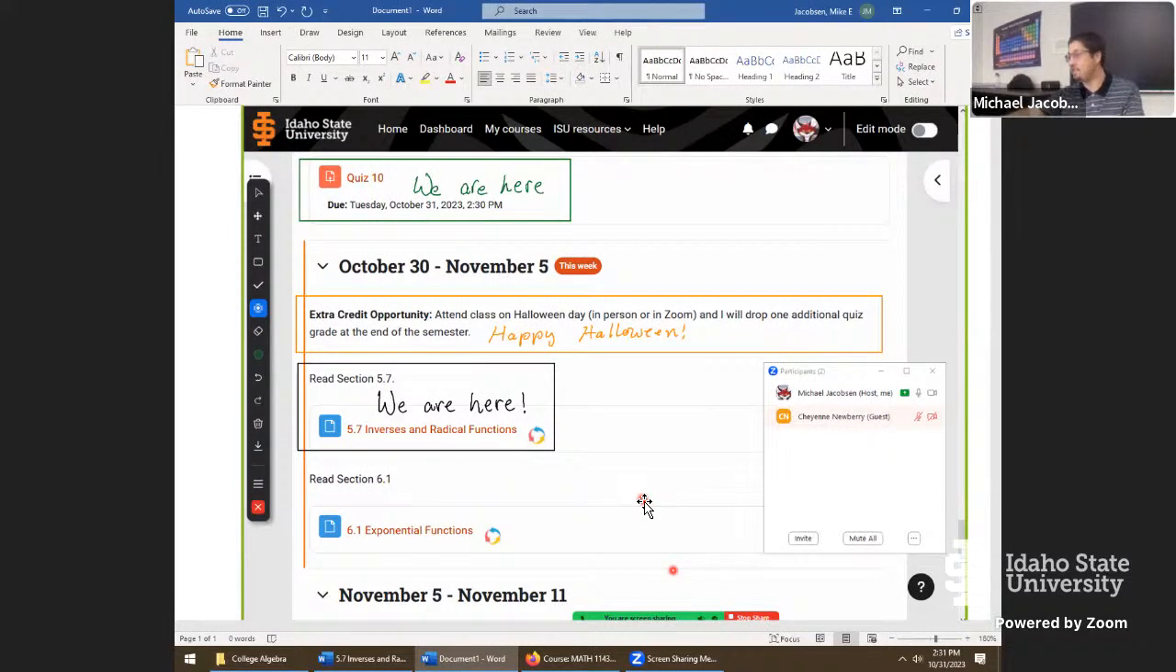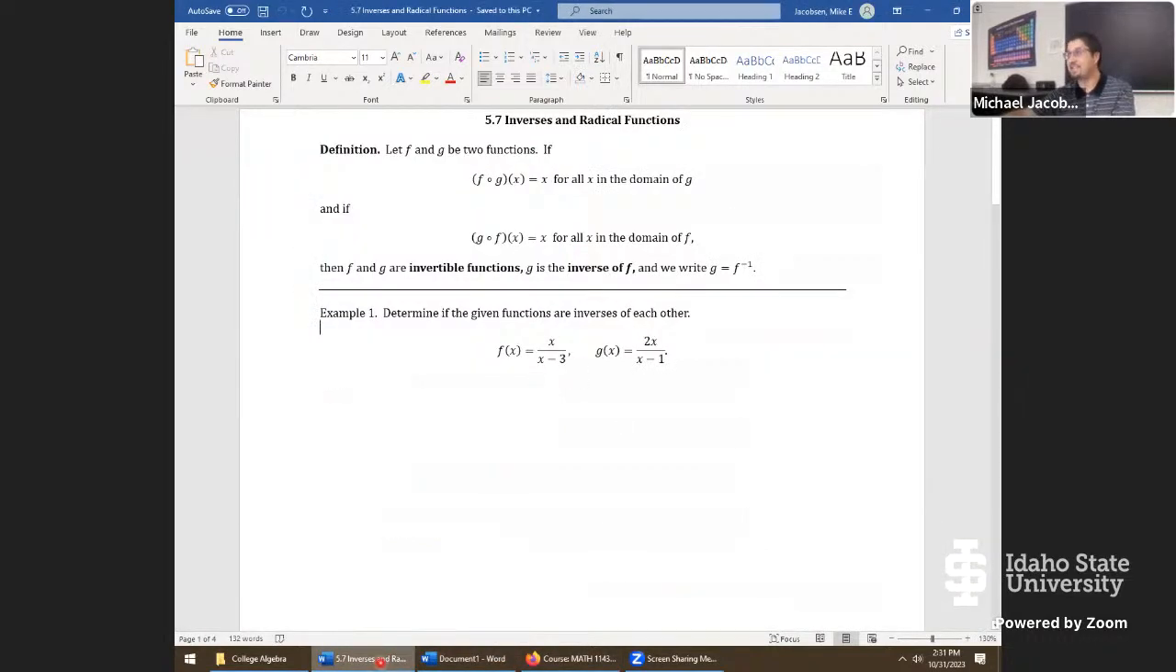We're in section 5.7, and this is going to be our last one for chapter 5. Then we're going to be turning to the exponential and logarithmic functions in chapter 6, and that's going to be our last topics for the whole semester. So we're very nearly done. Congratulations, folks. I feel like we've definitely been through a lot.